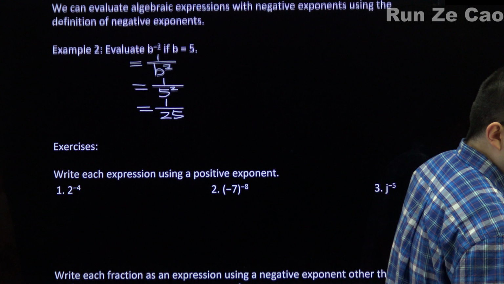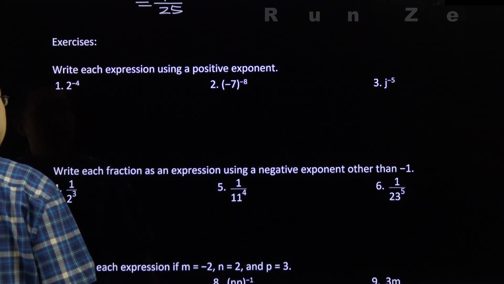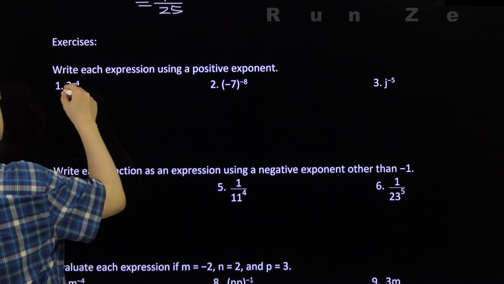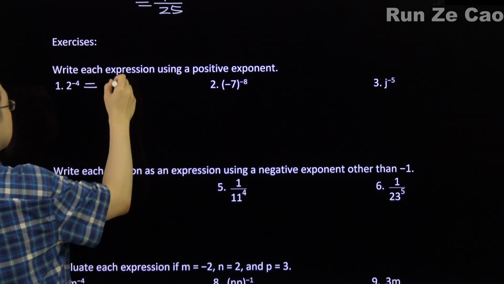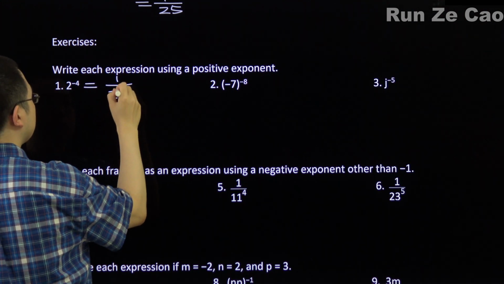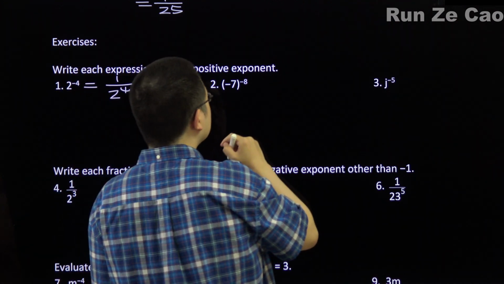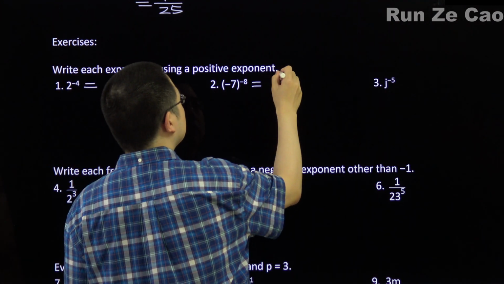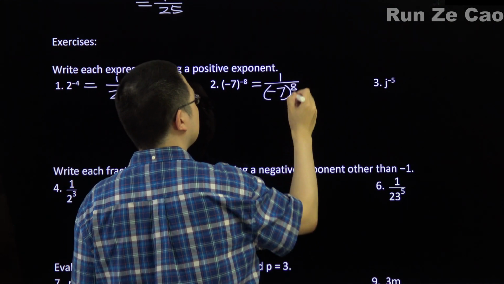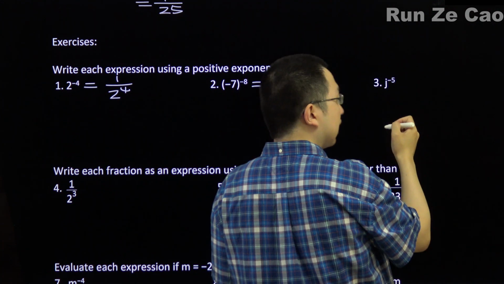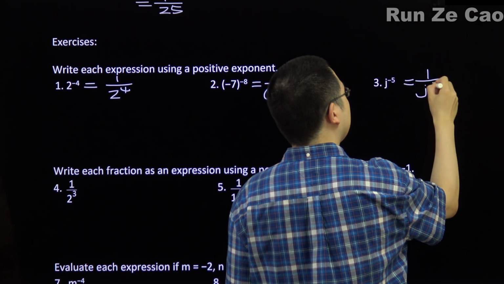Now let's write each of these expressions using a positive exponent. In other words, they're going to get moved down to denominators. 2 to the negative fourth power is equal to 1 over 2 to the fourth power. Negative 7 to the negative eighth power is equal to 1 over negative 7 to the eighth power. j to the negative fifth power is 1 over j to the fifth power.